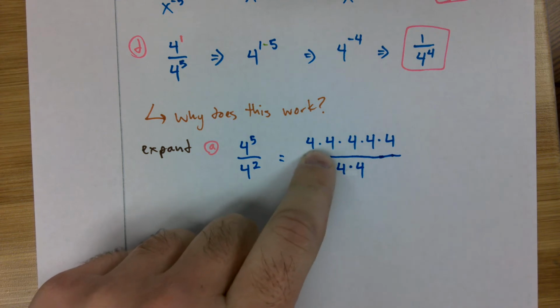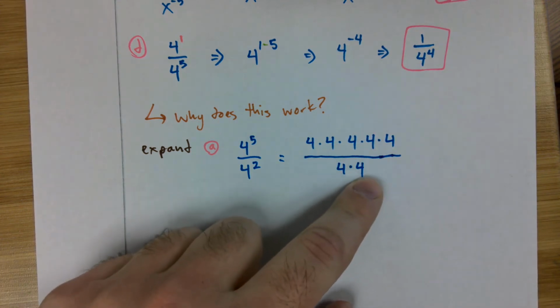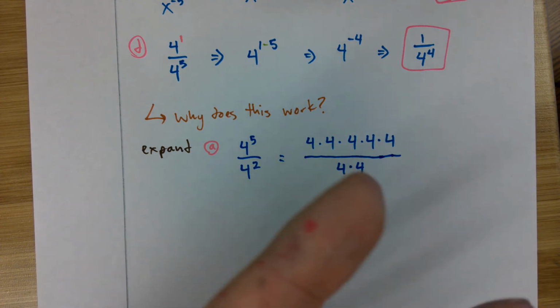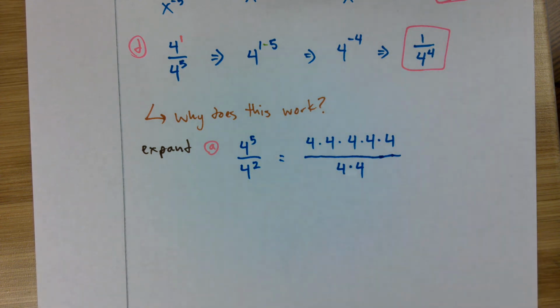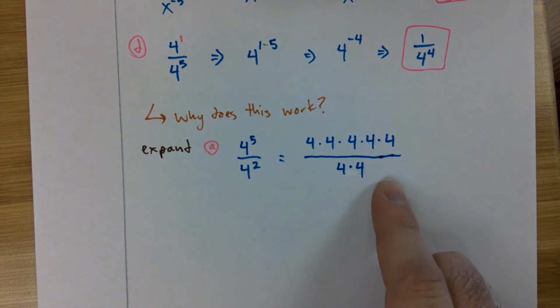So 4 times 4 times 4 times 4 times 4 over 4 times 4. Everyone agree with the way we expanded that out? Doesn't change anything about our fraction, right? Just gives us a better look at what we got. How many 4s are there? There's 5 on the top, 2 on the bottom. That's a lot of 4s.